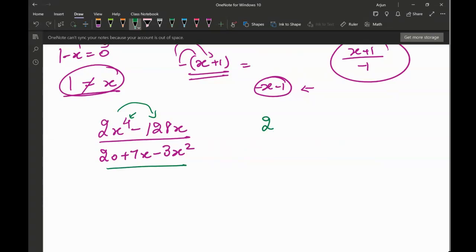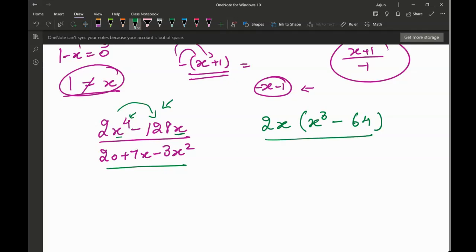So first of all, from the top I'll take 2 common. And is there anything else I can take common? I can take another x common. So I'll take x common. Now I cannot convert it into a square. Now the story is different. As soon as I saw it, I was thinking of converting it into the difference of squares, but now I'm converting it into the difference of cubes, x cubed minus 64.